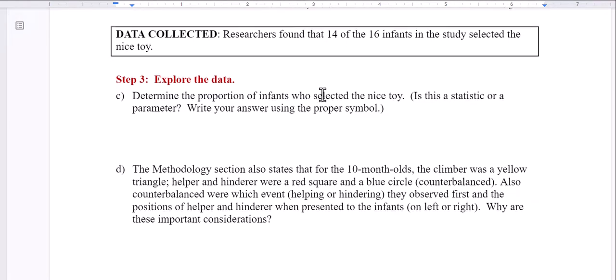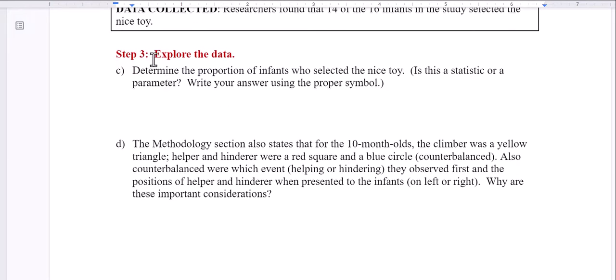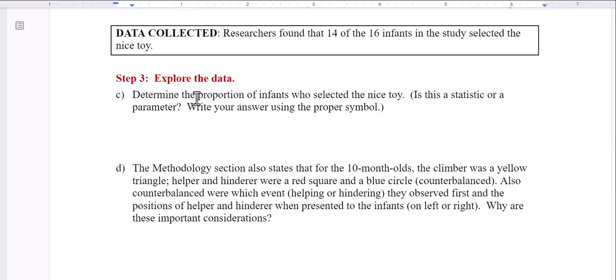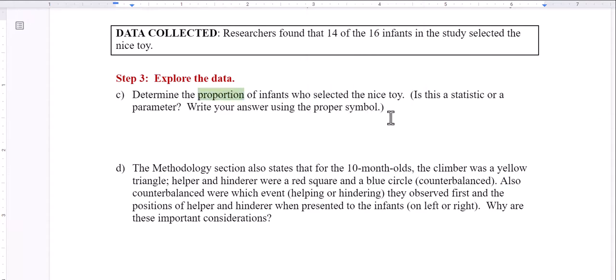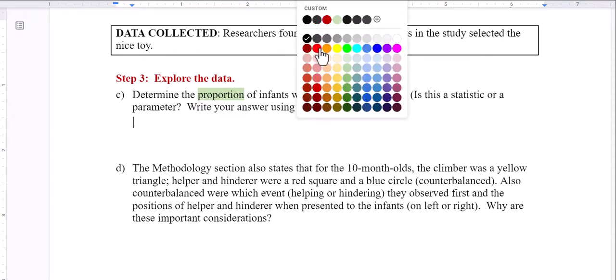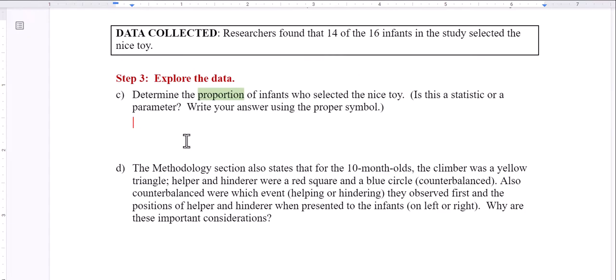and so that we can do our simulation. Step 3, explore the data. Determine the proportion of infants who selected the nice toy. Is this a statistic or a parameter? Write your answer using the appropriate symbol. And in chapter 3, we went over the different symbols when you have a sample versus when you have a population. So here, determine the proportion.